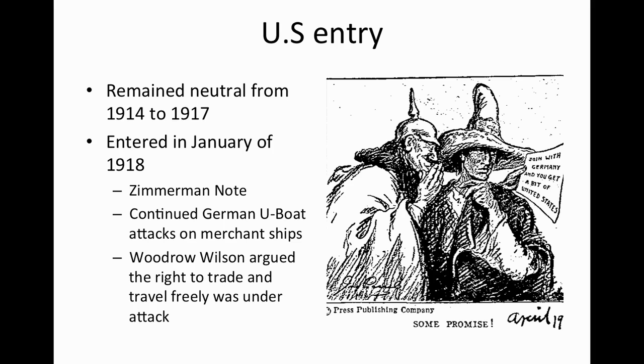Also, German U-boat attacks were a problem throughout the period. American merchant ships were sunk. Trade goods were lost at sea when English merchant ships were sunk. So Woodrow Wilson argues in his declaration of war that the right to trade was under attack, so there was an economic component to it. But again, I think the Zimmerman Note was really the straw that broke the camel's back. It was seen as an attack on America.